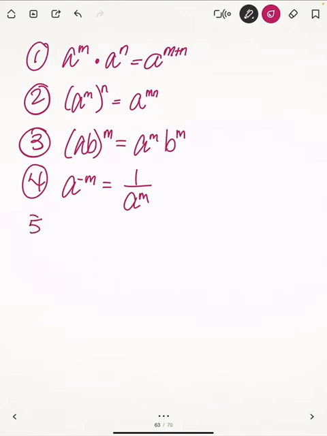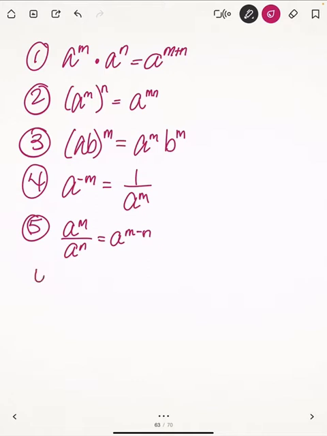The fifth rule we're going to talk about is called the quotient rule. It basically states that we have a to the m power divided by a to the n power, and we talked about this when we did rational exponents, we always subtract from top to bottom, so it becomes a to the m minus n. Again, for our purposes, these will be numbers like 4 minus 5, or 6 minus 2, or something like that.